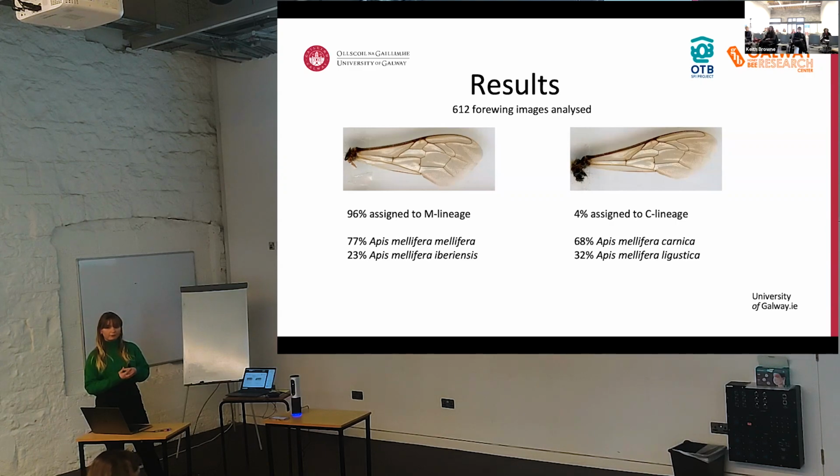Now, we don't get Apis mellifera iberiensis here in Ireland, so we believe that these results are due to the wings having been orientated slightly wrong, producing a positive discoidal shift angle that's giving them the characteristics of Apis mellifera iberiensis. So we have some work to do on refining our methodology here. You can see also that the impact of non-native strains definitely isn't going unnoticed in the morphometrics, with 4% of our colonies being assigned to C lineage subspecies, most of these being Apis mellifera carnica.